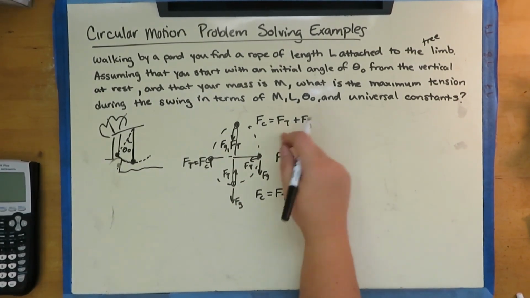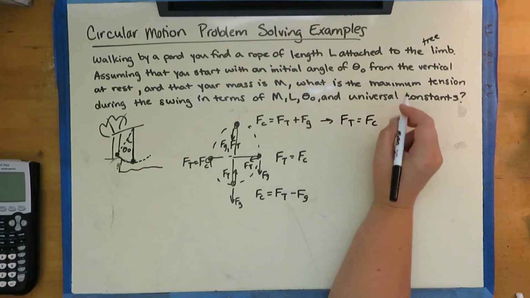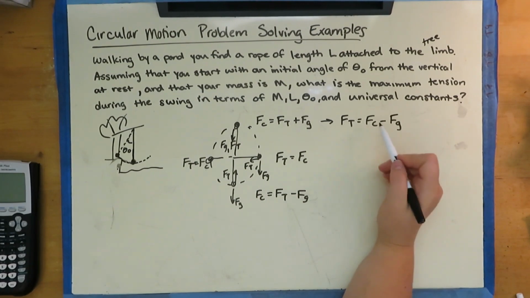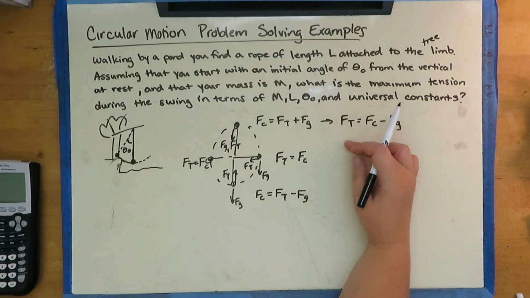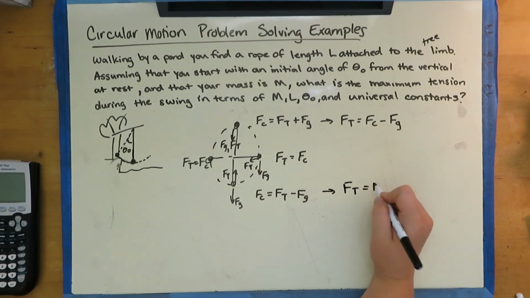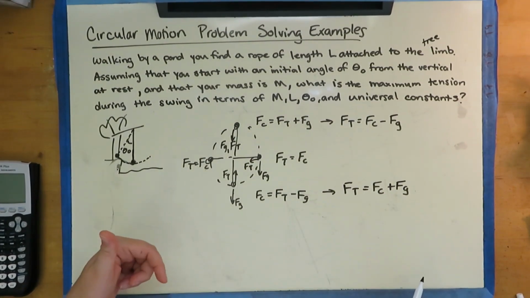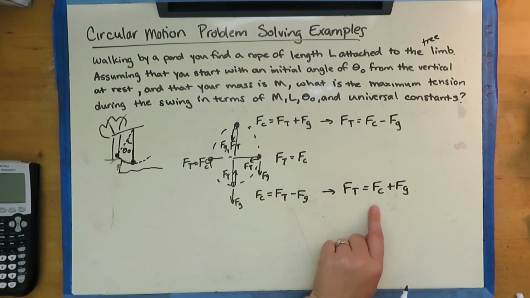So up at the top, if we solve for tension, our tension is our centripetal force minus our gravitational force. So tension is related to our centripetal force and our gravitational force, which is constant. The bigger my centripetal force, the bigger the tension. But down at the bottom, my tension force is equal to my centripetal force plus gravity. So if I had the same centripetal force in both locations, because I was going at a constant speed, my tension would have to be higher here.